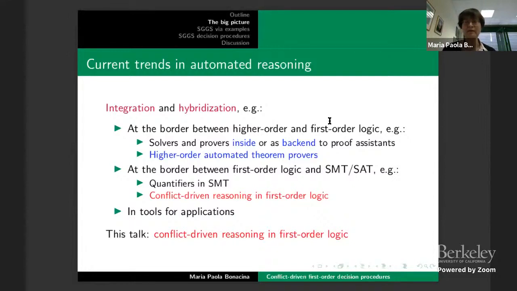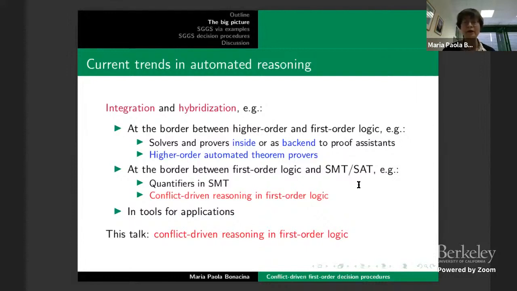And even more advanced and interesting, now we have higher-order automated theorem provers. Superposition, which is resolution with equality built in, has been generalized to higher-order logic. And so now we have superposition-based automated theorem provers for higher-order logic. This is an exciting new development at the border between higher-order and first-order logic, where we witness the migration of techniques from first-order to higher-order.